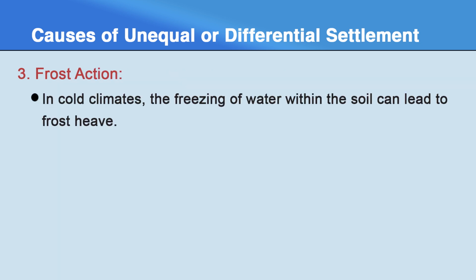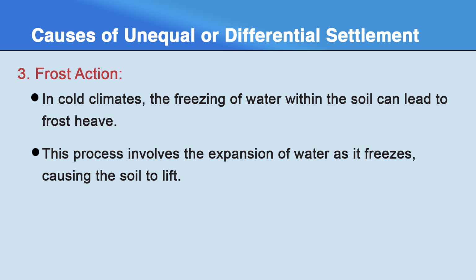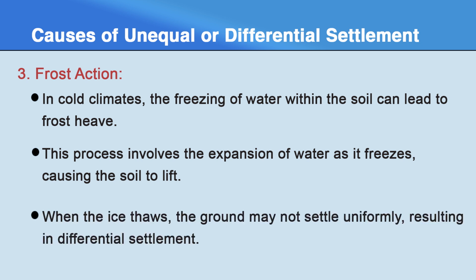In cold climates, the freezing of water within the soil can lead to frost heave. This process involves the expansion of the water as it freezes, which causes the soil to uplift. When the ice thaws, the ground may not settle uniformly, resulting in differential settlement. Frost heaves can cause pavement to crack, foundation walls to shift, and the structures to develop uneven floors and walls.